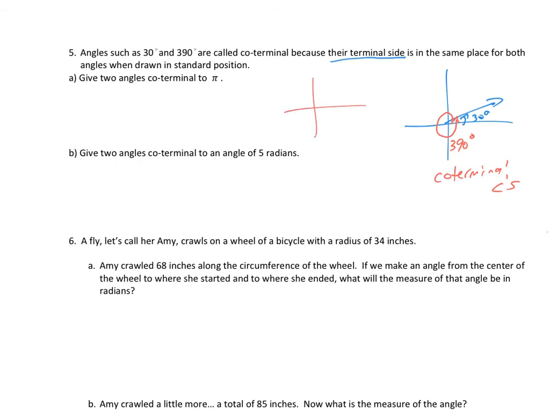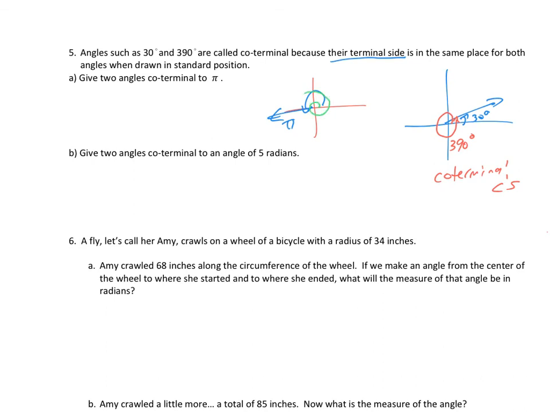So I'm going to draw an angle that is pi. So this would be pi, right? Pi is halfway around. And if I want angles that are coterminal to pi, I have to stay in the same units. It's easier to stay in the same units. So what I can do is I can add a full rotation.